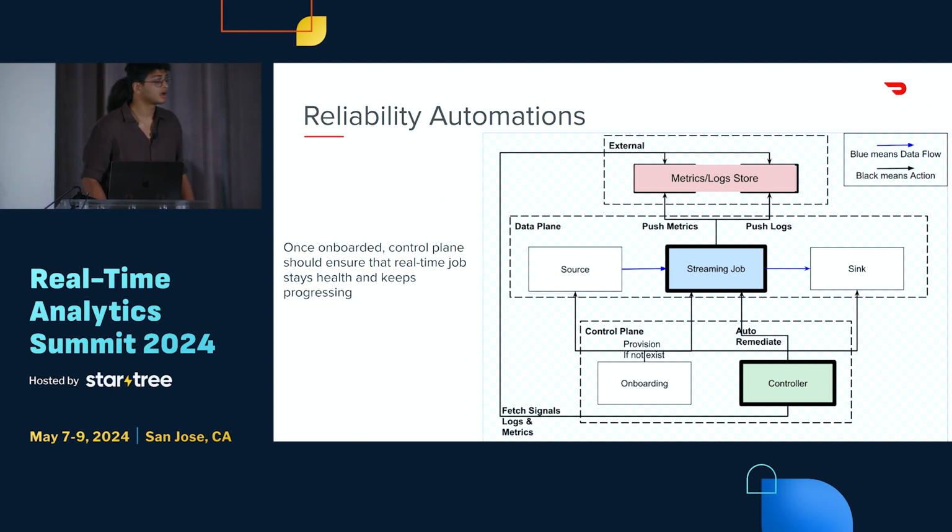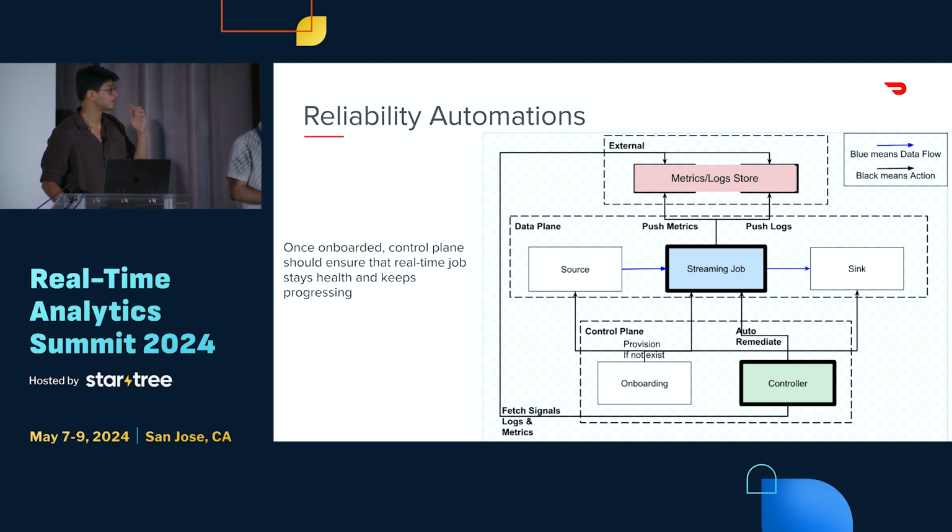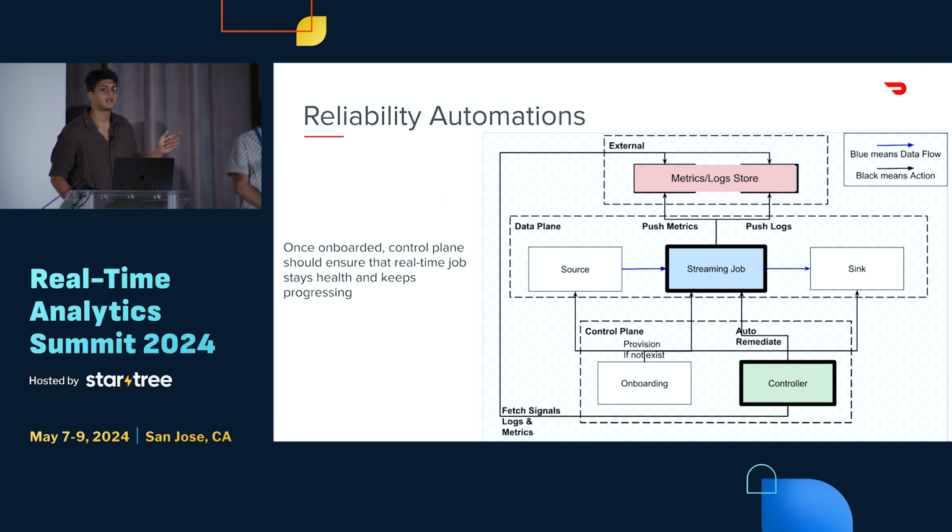Yeah, so coming back to reliability automations, we can look again at the diagram from the beginning. So here, all of the reliability automations happen after the job is onboarded. So once we have a job, we want to keep it running as healthy as possible, and ideally forever.